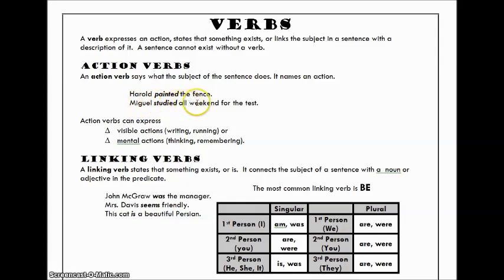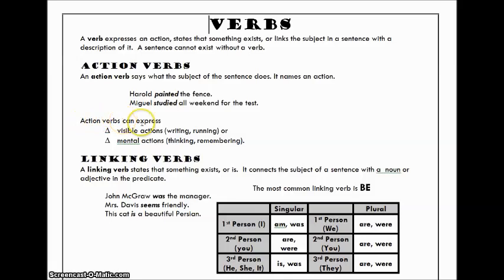Miguel studied all weekend for the test. Who or what is this sentence about? Well, it's about Miguel and what Miguel is doing. What is Miguel doing? Miguel studied. Okay, so studied is your verb, and it is an action verb. Studying is something you do.